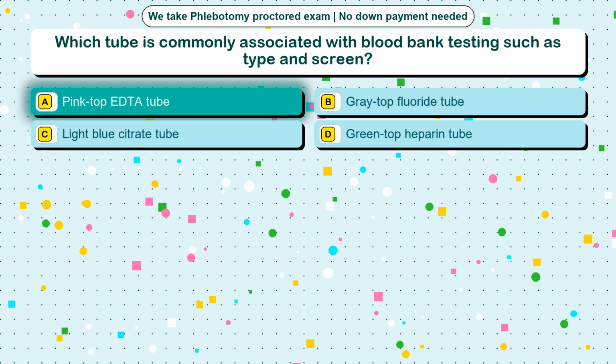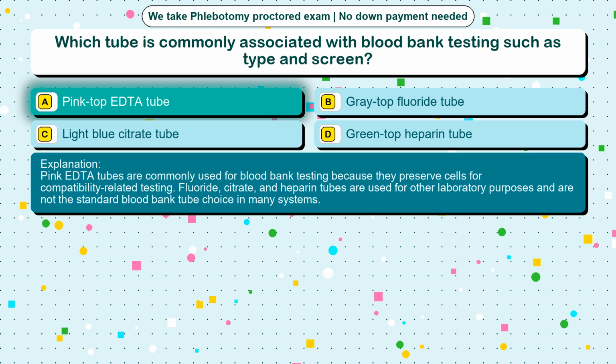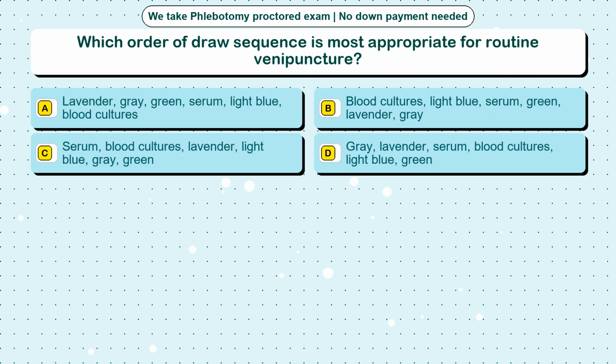The correct answer is option A. Pink top EDTA tube. Pink EDTA tubes are commonly used for blood bank testing because they preserve cells for compatibility-related testing. Fluoride, citrate, and heparin tubes are used for other laboratory purposes and are not the standard blood bank tube choice in many systems.